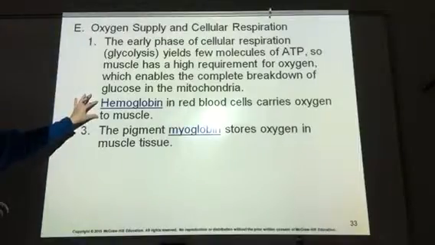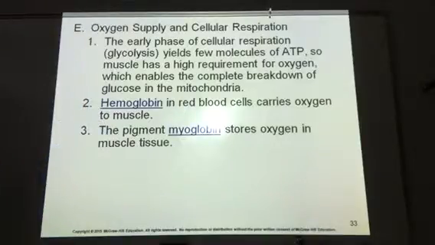So hemoglobin in red blood cells brings oxygen to the muscle. Your red blood cells carry oxygen through your bloodstream, very important to get oxygen to the muscles. The pigment myo, remember myo means muscle, so myoglobin stores the oxygen once it gets to the muscle. Hemoglobin carries it to the muscle. Myoglobin stores the oxygen in the muscle.